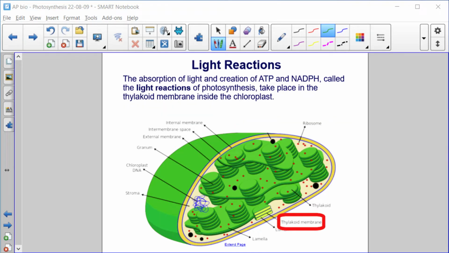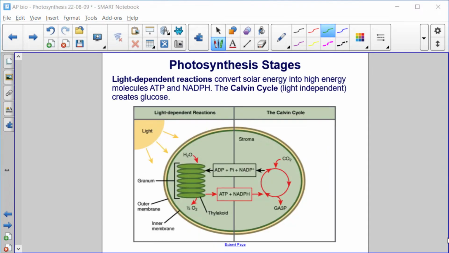Light reactions take place in the thylakoid membrane of the chloroplast, which you can see labeled here. The absorption of light from the sun and the creation of ATP and NADPH, those things together, are called the light reactions of photosynthesis. They take place in the thylakoid membrane inside the chloroplast. So what's happening? We're absorbing light, creating ATP and NADPH. Those are the light reactions.